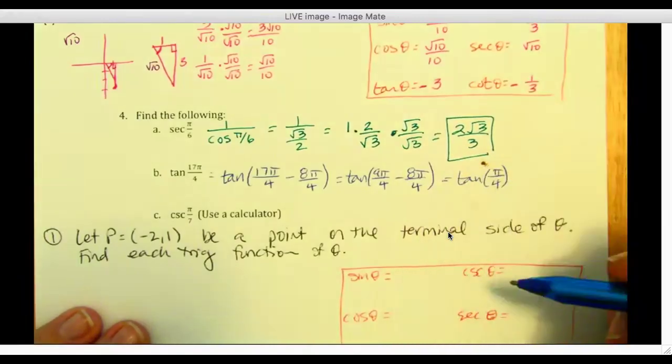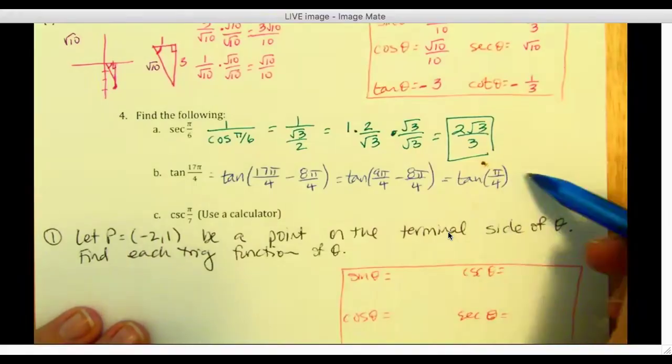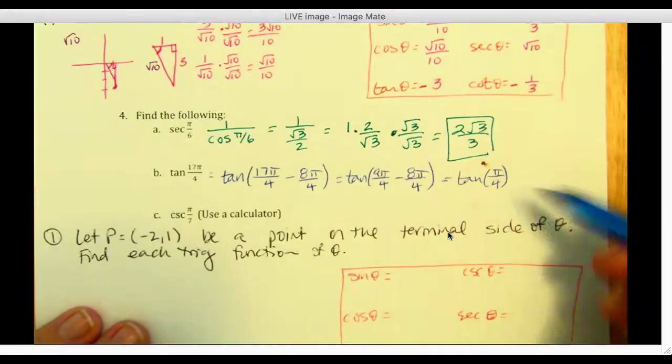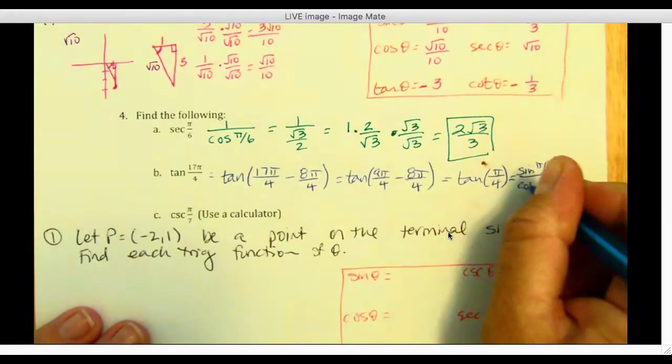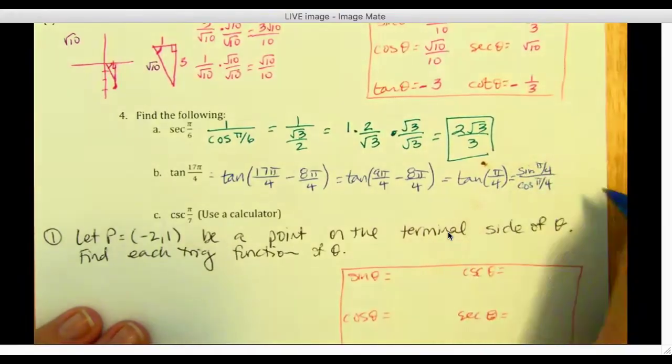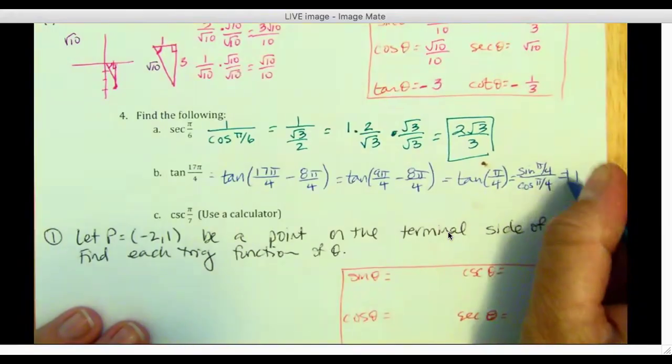And this is the angle in quadrant 1 where sine and cosine are equal to each other. So sine of pi over 4 over cosine of pi over 4. Well, those are equal to one another. Those are both root 2 over 2. And so this is going to be equal to 1.